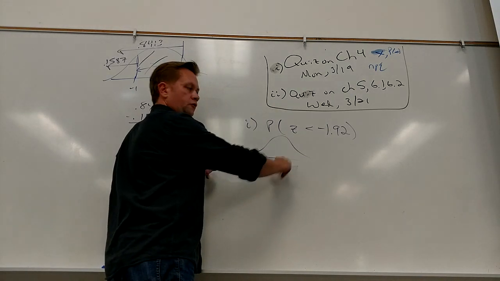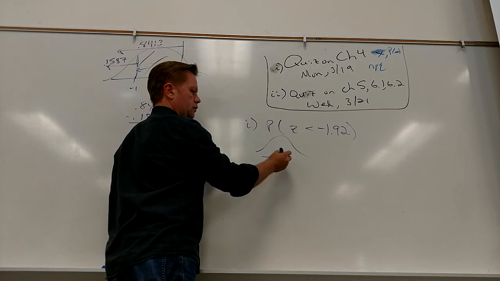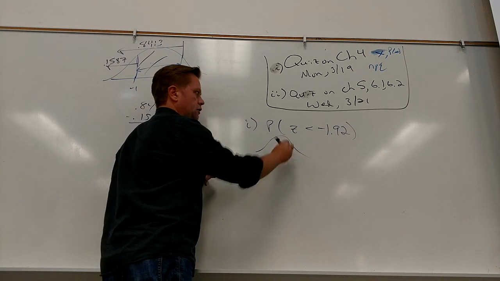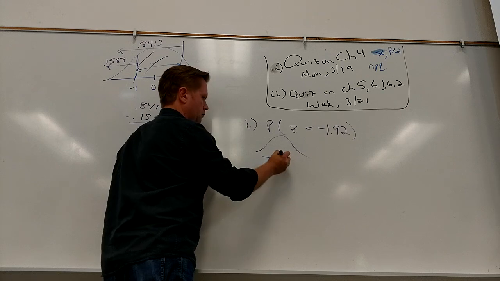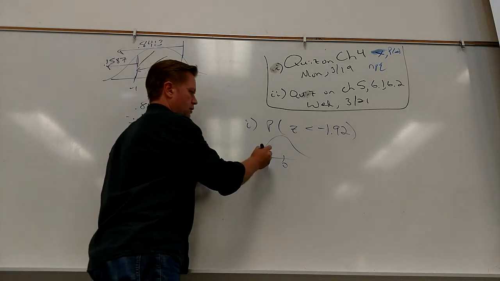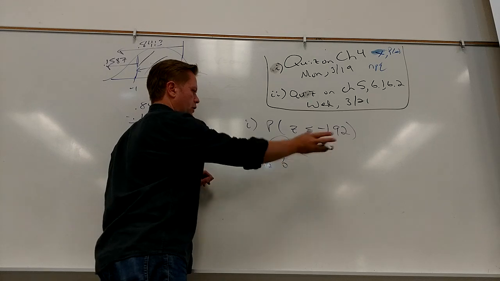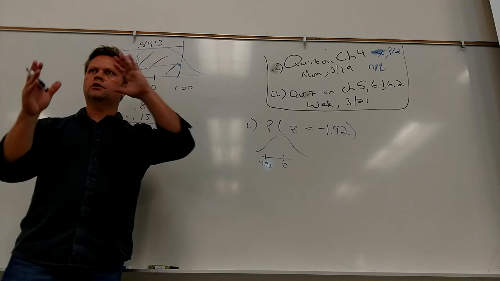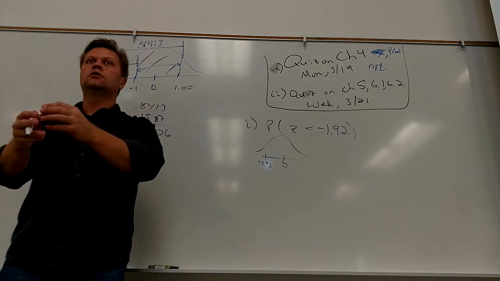What's in the middle for z-scores? The mean, which for z-scores would be 0. Where is negative 1.92? Down here. I love the people that just throw it wherever they want to. The whole purpose of drawing this picture very quickly is to make sure the answer makes sense.